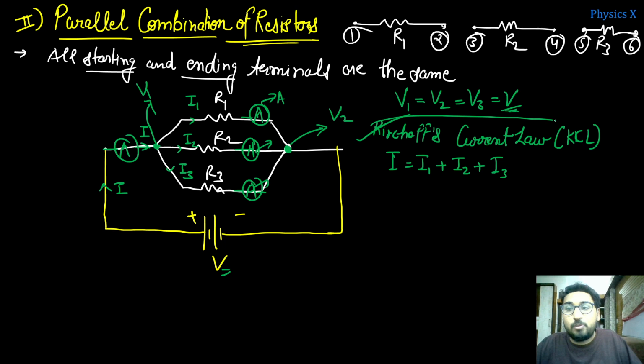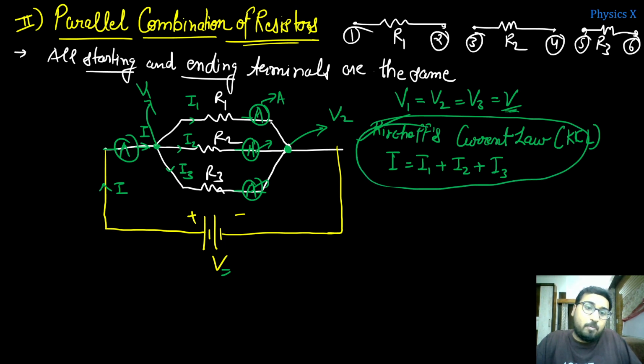This is nothing but Kirchhoff's current law. That is, at a point, the total current entering is the total current exiting the point. The entering current is I and the exiting current is I1, I2 and I3 together, so both are equal. Think of the number of vehicles. Suppose there are 10 vehicles. Suppose 2 went from here, 4 went from here, and 4 went from here. 2 plus 4 plus 4 is 10 again, so all of the vehicles will meet again at this point. That is compulsorily going to happen. It is a law, and it will be followed.